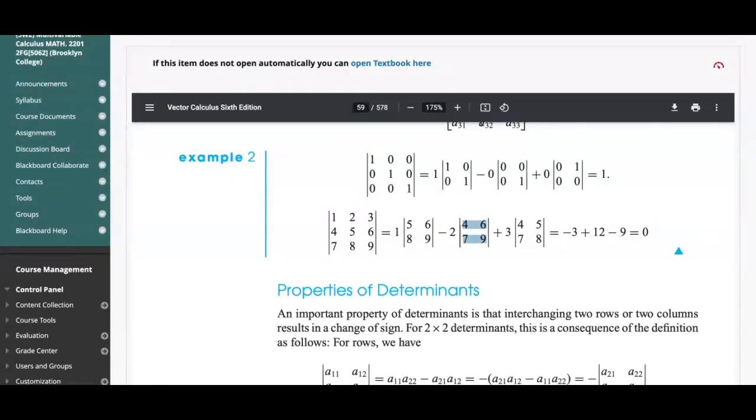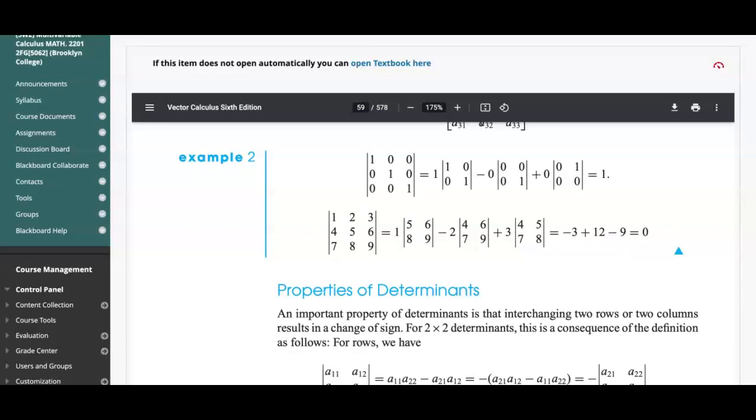2 times 9 minus 6 times 7. We get -6 times -2, get a positive 12. 4 times 8, subtract 5 times 7. That's -3. -3 times 3, that's -9. We add those 3 numbers up, we get a 0. Determinant can be positive, can be negative, can be 0.